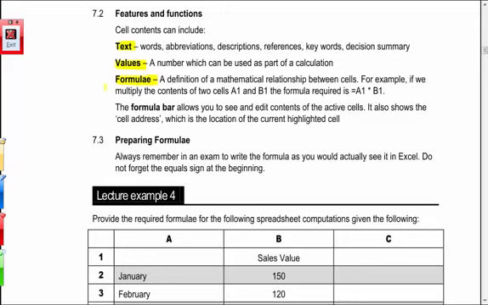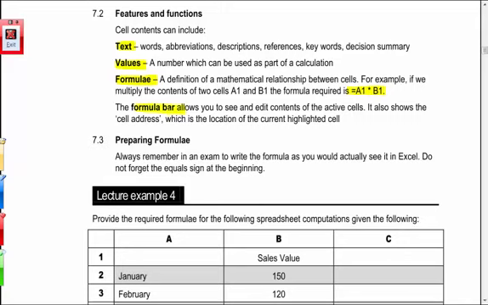And there are conventions that you need to know. You can find more, as I said, in the study text. But the example here is that equals A1 star B1 means that you would multiply cell A1 by cell B1. And the cell in which you type that formula is where you will get the answer.